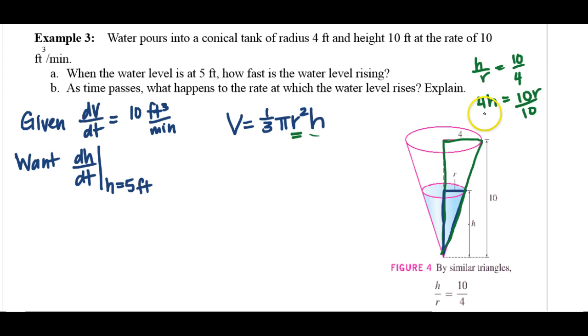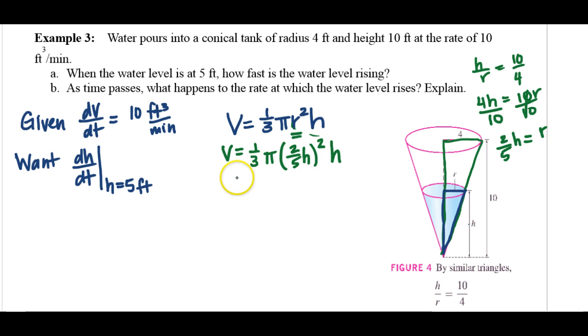So I'm going to divide both sides by 10, so the 10s will cancel. So r equals 2 over 5 h. Now I can take 2 over 5 h and substitute it into this r. So V equals 1 third pi, r is 2 over 5 h, squared, times h. Now this whole thing is in terms of h, so let's simplify it.